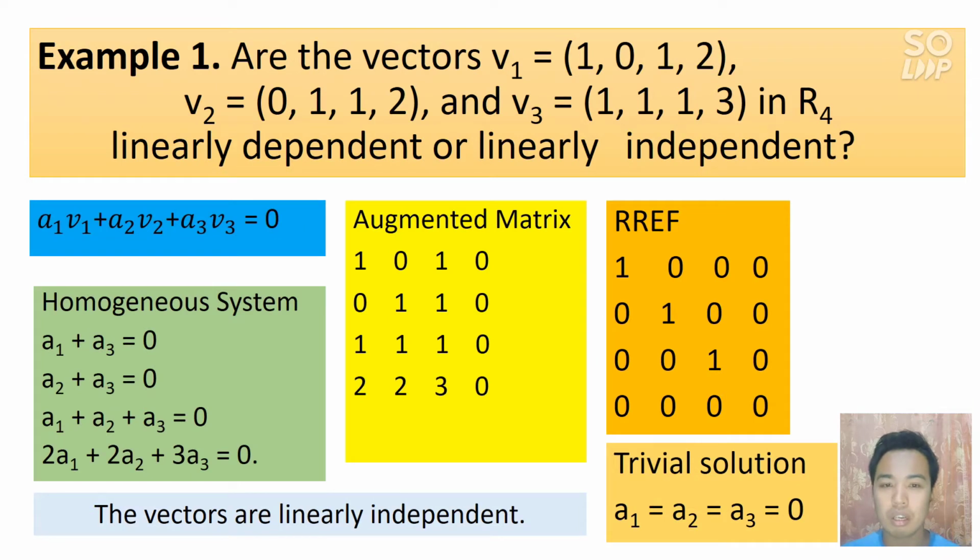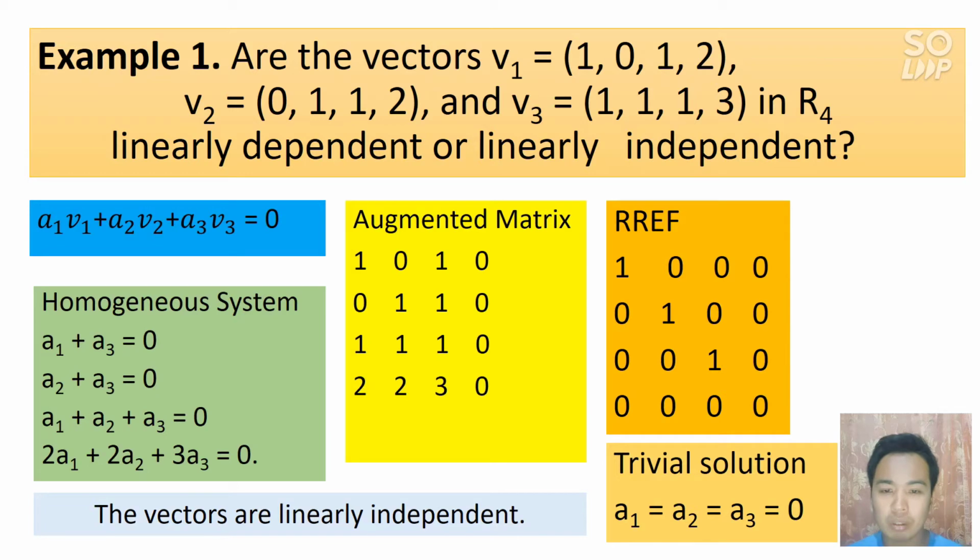To illustrate, let's have the following examples. First, are the vectors v1, v2, and v3 in R4 linearly dependent or linearly independent? So we must form the dependency equation and its homogeneous system of equations. So first we have a sub 1 plus a sub 3, a sub 2 plus a sub 3 is equal to 0, a sub 1 plus a sub 2 plus a sub 3 is equal to 0, 2a1 plus 2a2 plus 3a3 is equal to 0.